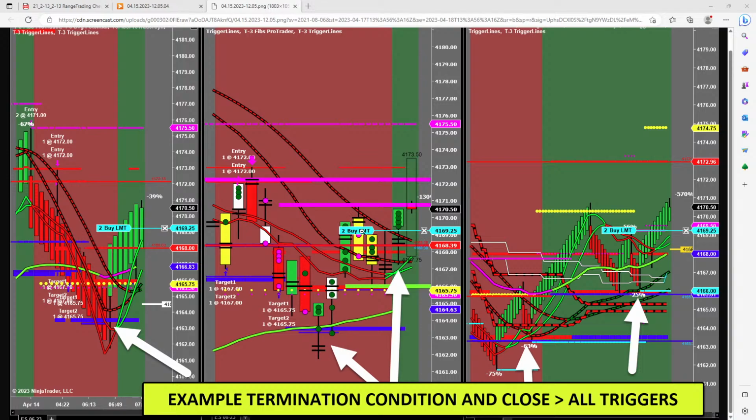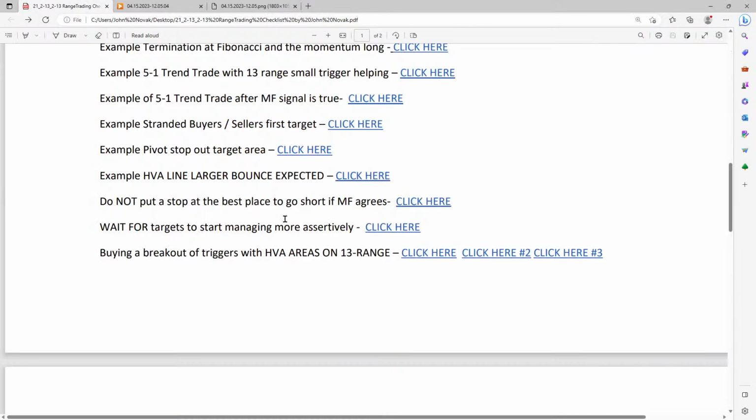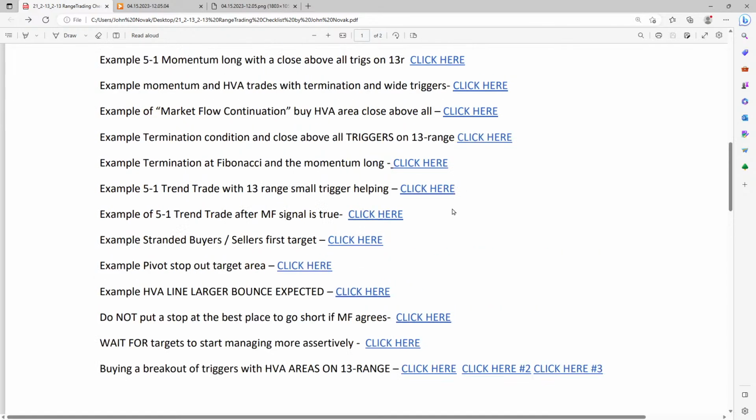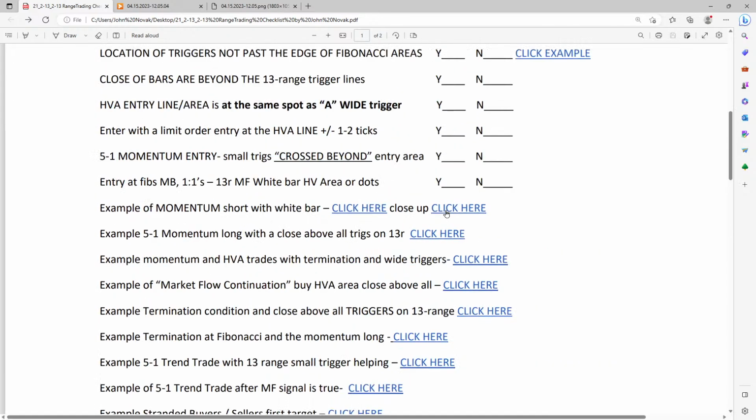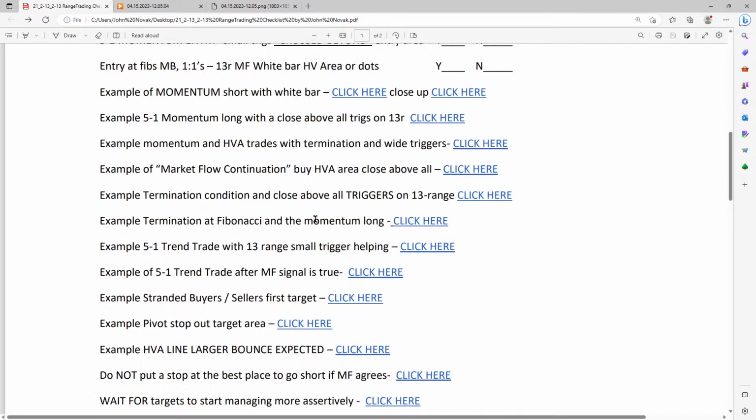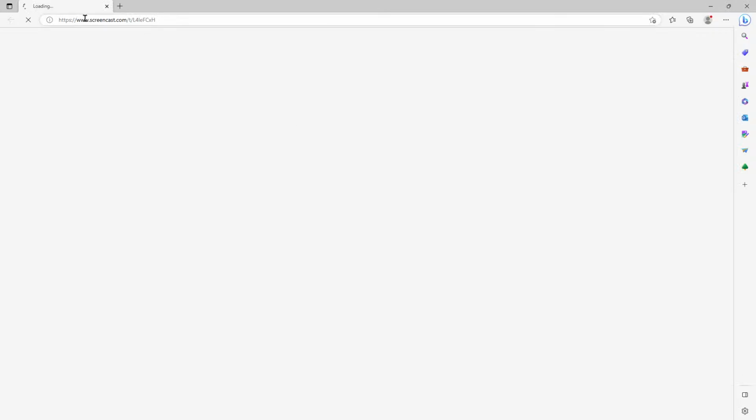So I'm glad you guys give me some feedback because it's very helpful. Something you're going to have to go study because you're not used to it, and that's okay. All right, so let's, do you guys mind going through these examples? Hopefully they're helpful for you. All right, so let's go to termination at Fibonacci and a momentum long. I don't know if we did this one or not.